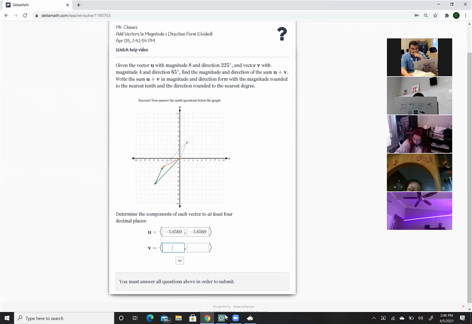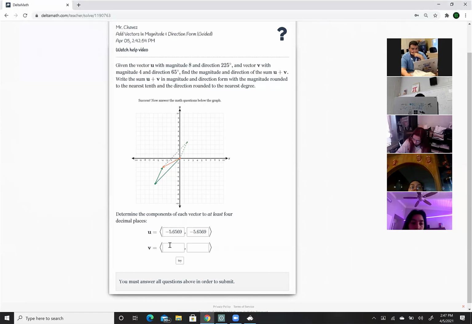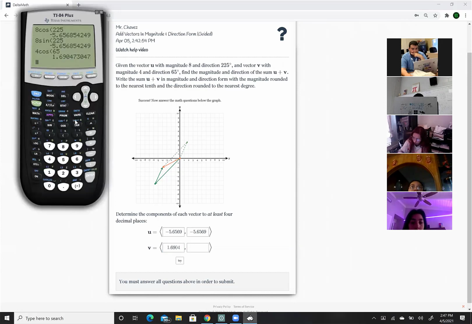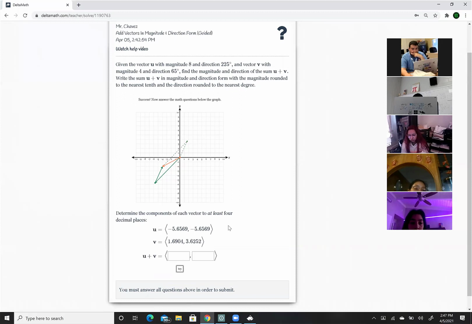Vector V. So take out the calculator, and then it says 4 at 65. So 4 cosine 65. And we get 1.6904. Oh, way faster. And 4 sine 65. 3.6252. If you're wrong, it'll tell you, like, no, try again.